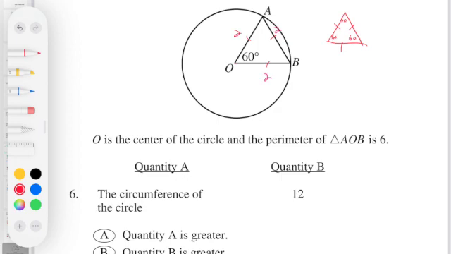So if the perimeter of AOB is 6, we do 6 divided by 3 is 2, so each side of this is 2, which is great because quantity A wants us to tell them the circumference of the circle, and all we need is a radius for the circumference of the circle. Circumference is 2 pi r, so in this case, 2 times pi times the radius of 2 is 4 pi, versus quantity B, which is 12. And I know that means quantity A is going to be greater because, we don't need to know this by heart, but pi is greater than 3.14159, dot, dot, dot. And 4 times 3 equals 12, so 4 times 3 point something is going to be greater than 12, so quantity A is greater.